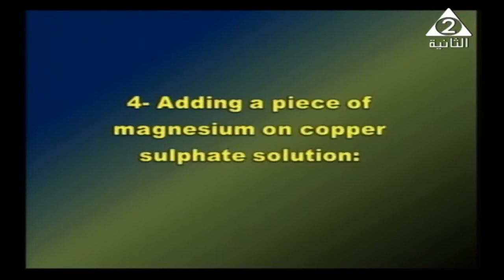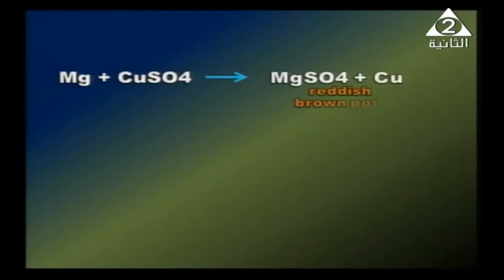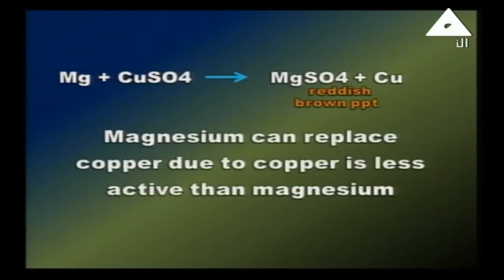Adding a piece of magnesium ribbon to copper sulfate, it will produce magnesium sulfate and reddish brown precipitate of copper. As magnesium is more active than copper, it can replace copper in its salt.